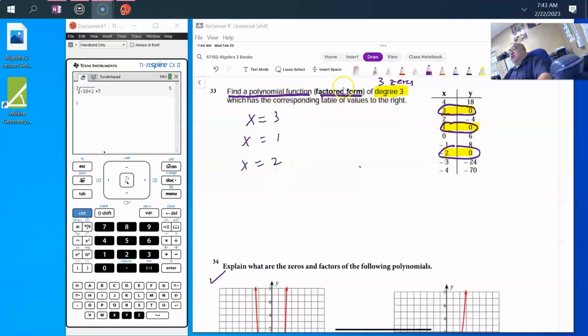Now, the first part of the question was to write in factored form. Well, that's what we did earlier. It's going to be x minus 3, x minus 1, and x minus 2. So those are our 3 factors in factored form.